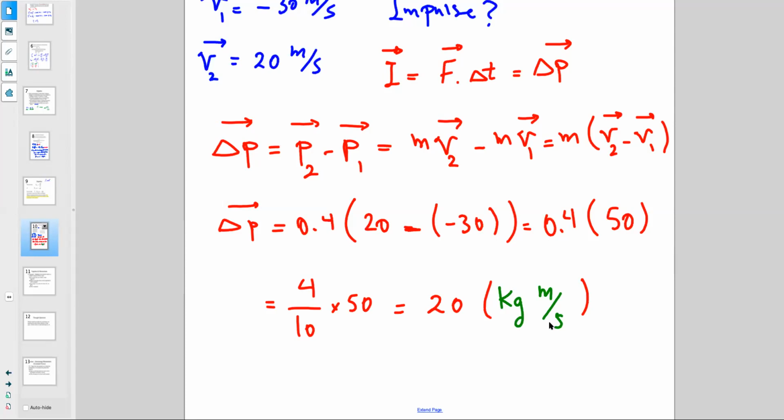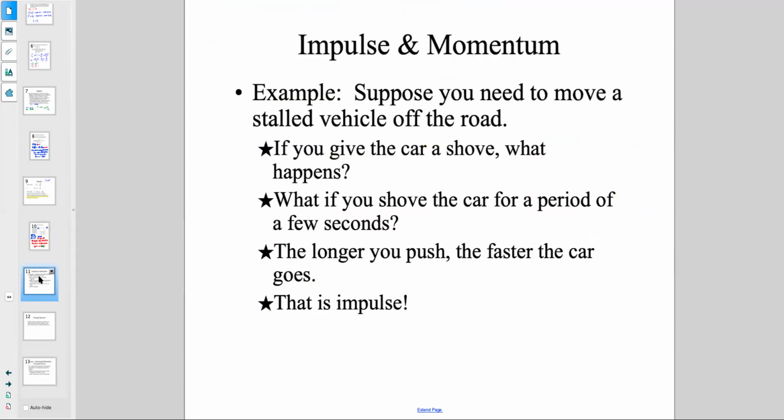Okay, so this is the change of the momentum. And thus, this is important, this is equal to the impulse of the object. So impulse is momentum. One more time, example.